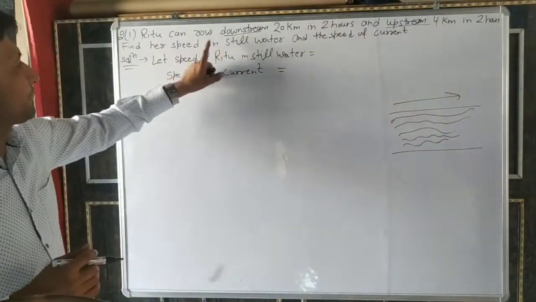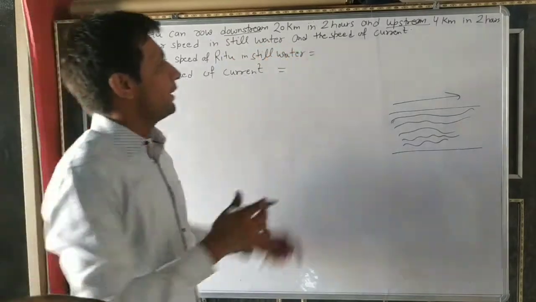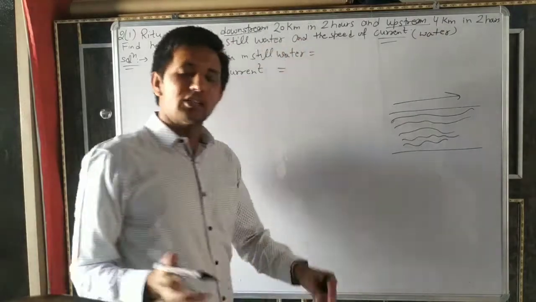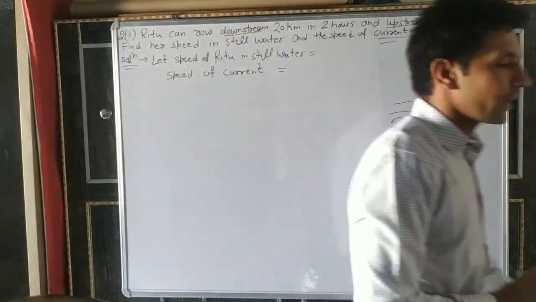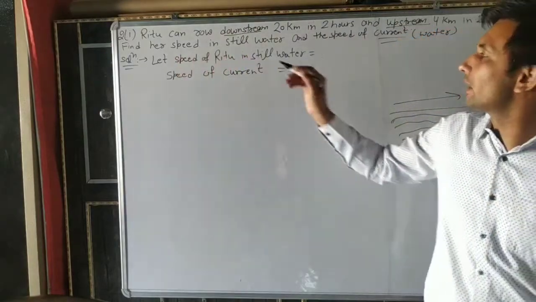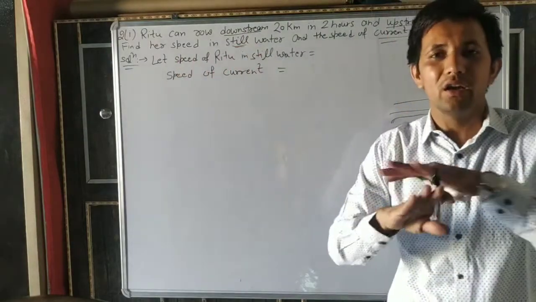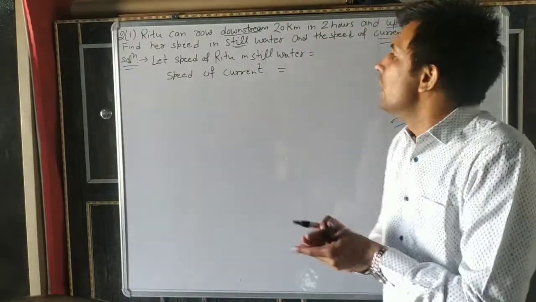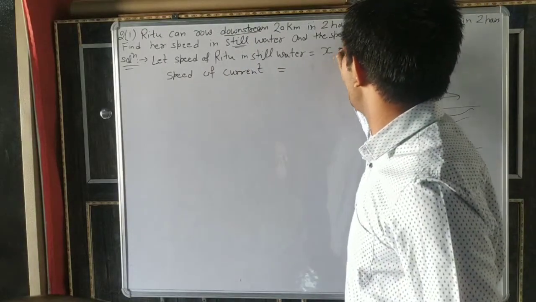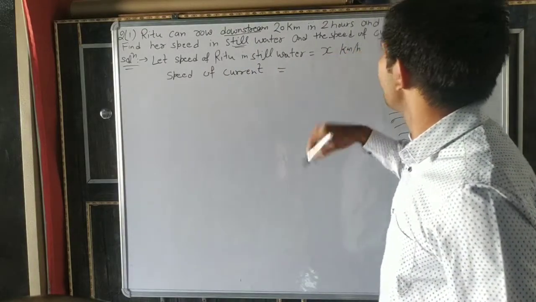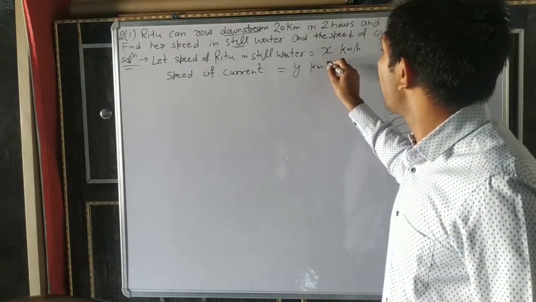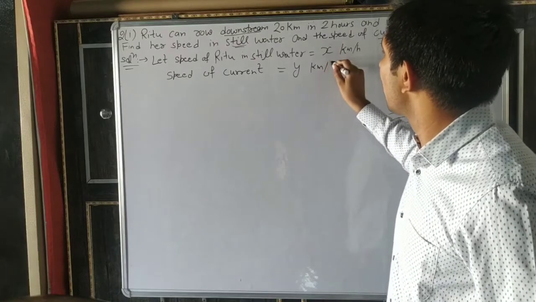Find her speed in still water and the speed of current. Speed of current means the speed of water, at what speed water is flowing in the river. So what do we want to find? Her speed in still water, meaning when water is not flowing, when water is stopped. Okay, so let the speed of Ritu in still water be x kilometer per hour, and the speed of water be y kilometer per hour. Understand?